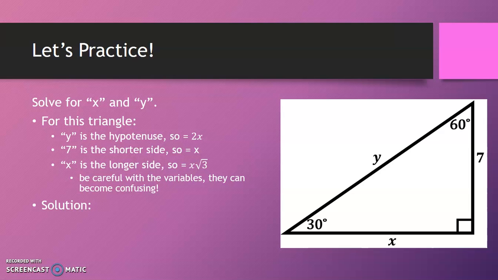The solution for this one then is that x is going to be 7 times the square root of 3 and y is going to be 14. So let's talk about how I got that. Because 7 is across from 30 degrees, and that's known as the x portion, x is equal to 7. Now, on the longer side where it says x, that was the x radical 3. So because 7 is x, that goes in for that one, and that's why I have 7 times the square root of 3. The y side is represented by 2 times x, so 2 times that 7, which is going to be 14.